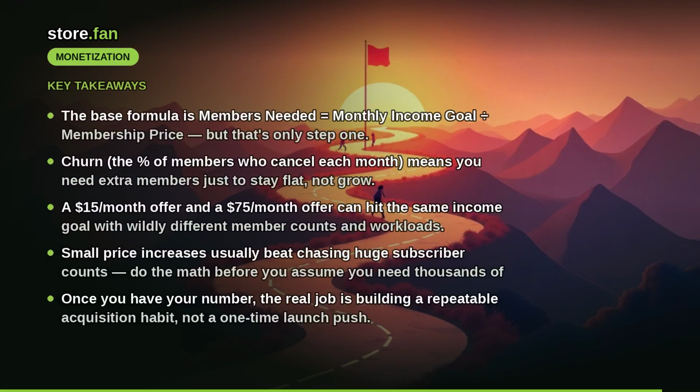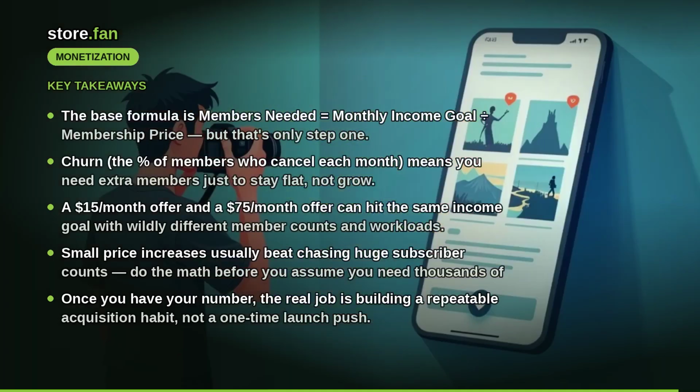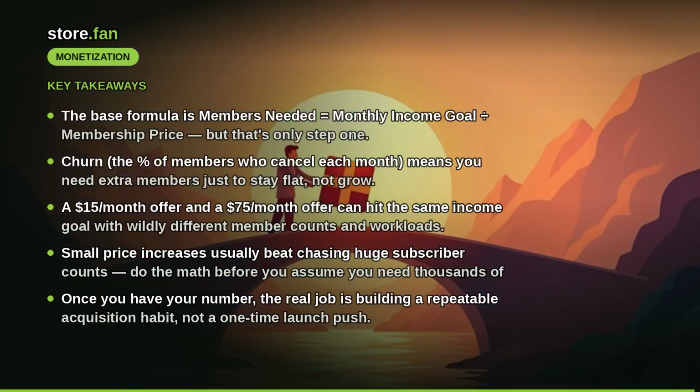Key takeaways. The base formula is members needed equals monthly income goal divided by membership price, but that's only step 1. Churn, the percent of members who cancel each month, means you need extra members just to stay flat, not grow. A $15 a month offer and a $75 a month offer can hit the same income goal with wildly different member counts and workloads. Small price increases usually beat chasing huge subscriber counts. Do the math before you assume you need thousands of fans. Once you have your number, the real job is building a repeatable acquisition habit, not a one-time launch push.